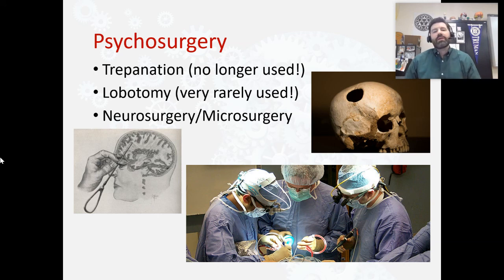And then finally, microsurgery or neurosurgery. This is still done today, and this would be when we are conducting surgery on the brain to help alleviate people from different ailments that they may experience. So we talked, for example, about split brain procedures, where if you have someone who's suffering from epilepsy, going in and severing the corpus callosum may help alleviate some of those problems.